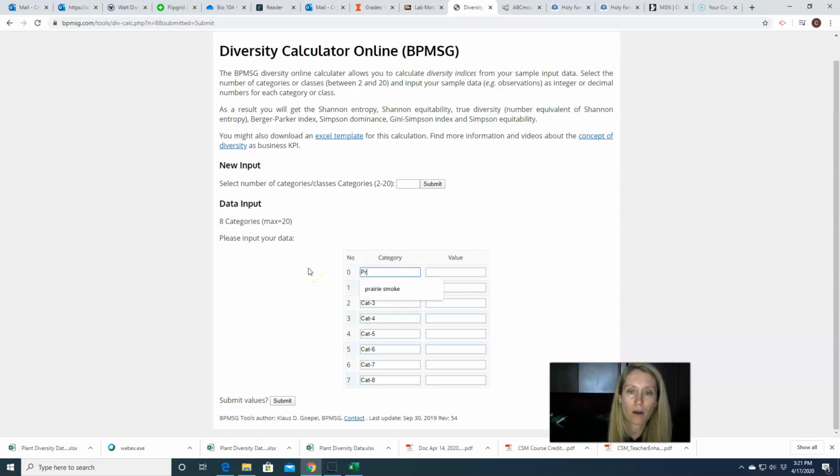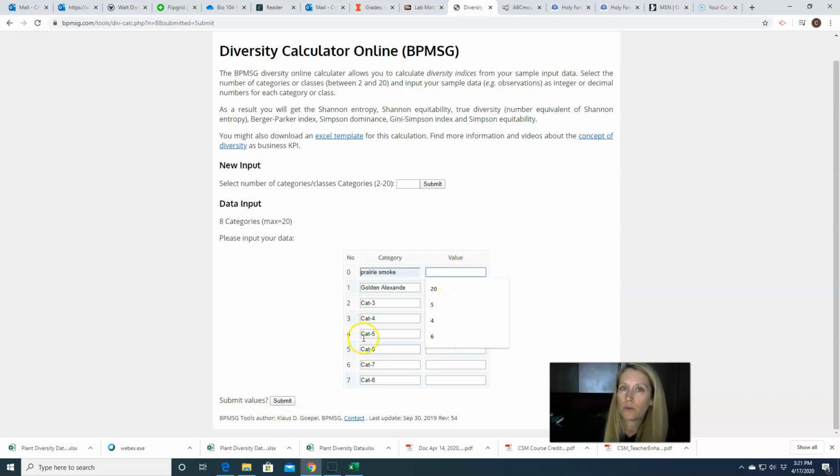So we had talked about prairie smoke, and we had talked about golden Alexander, and so on and so forth. So I would put the names of all of those plants here, and then under value, I put how many there are. Okay, so we would hit all of these different values.